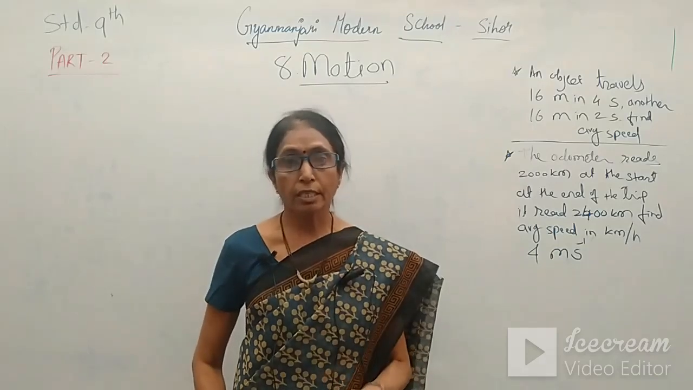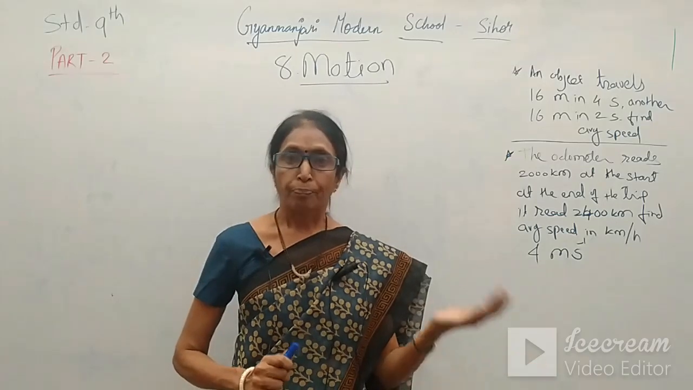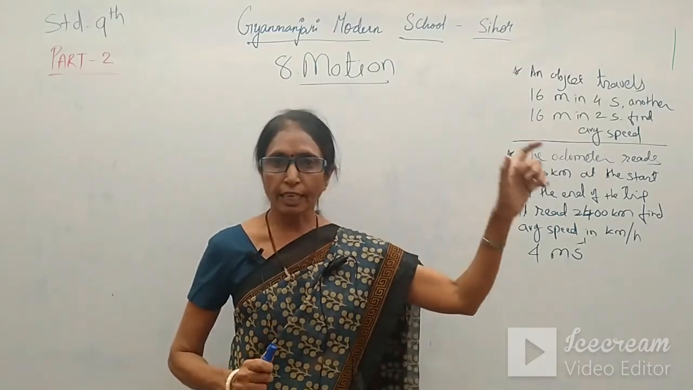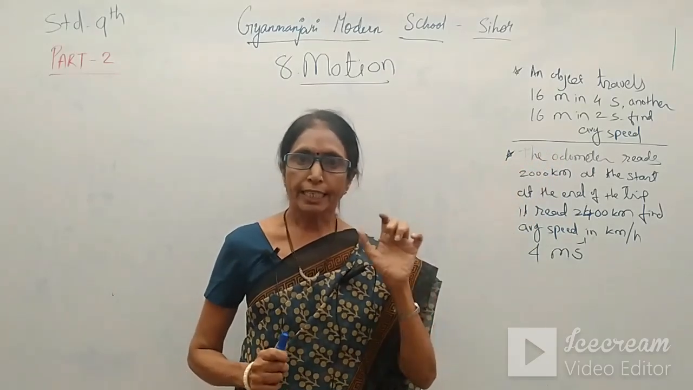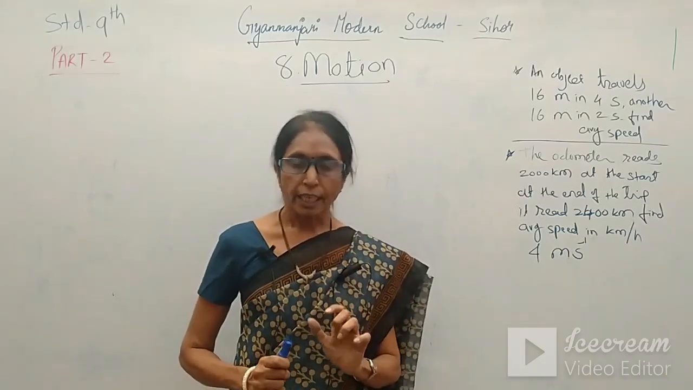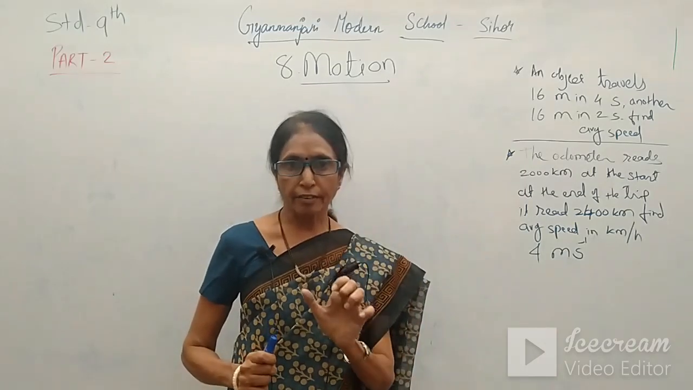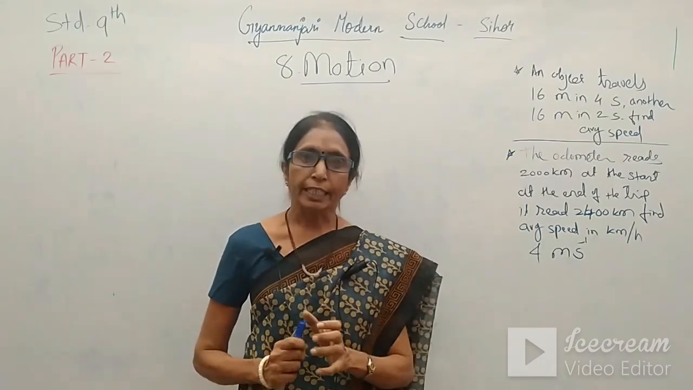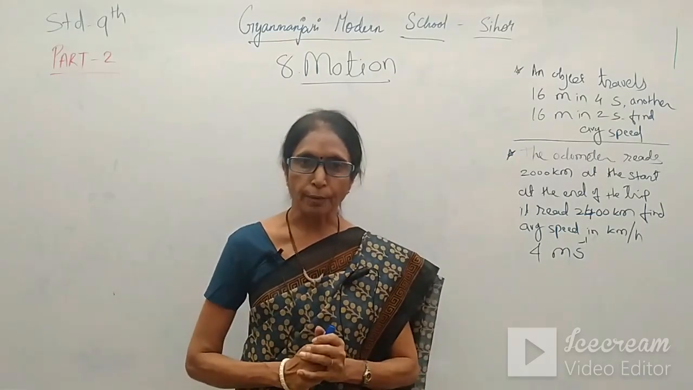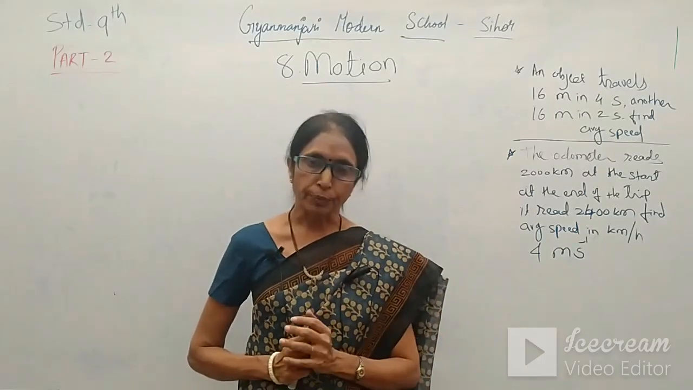Also, we have discussed uniform motion and non-uniform motion. If an object travels equal distance in an equal interval of time, then it is said that the object is in uniform motion. And if an object does not travel equal distance in an equal interval of time, then it is said that the object is in non-uniform motion. These are all the terms we discussed in the previous video.